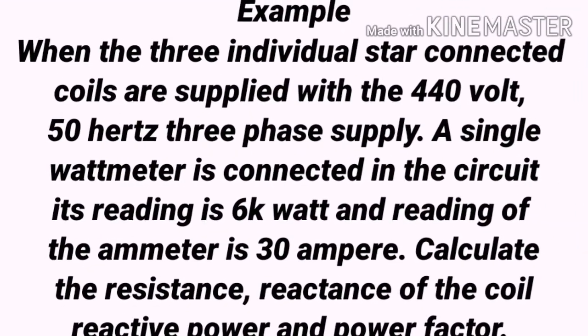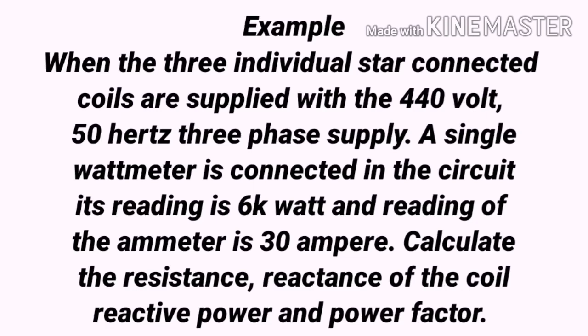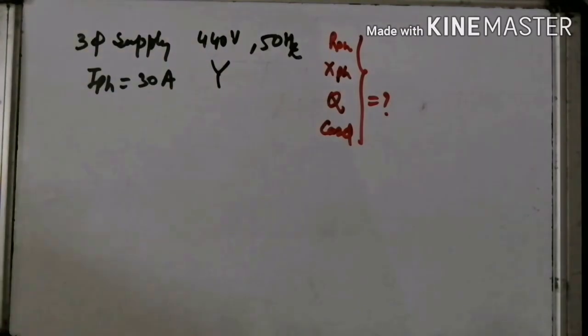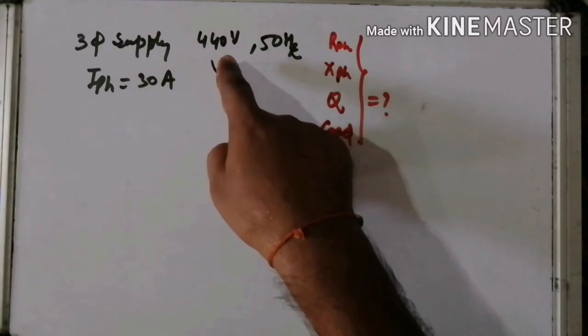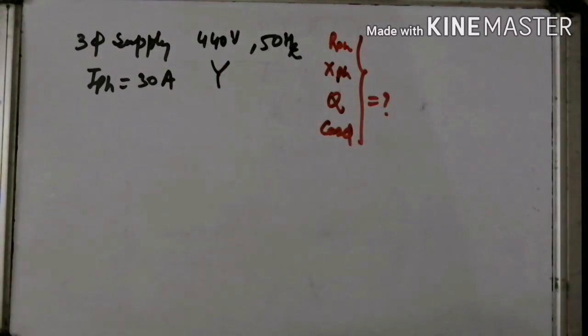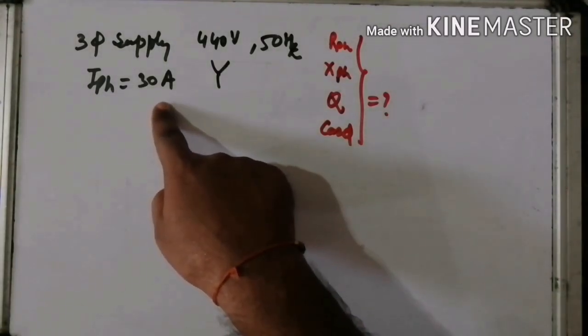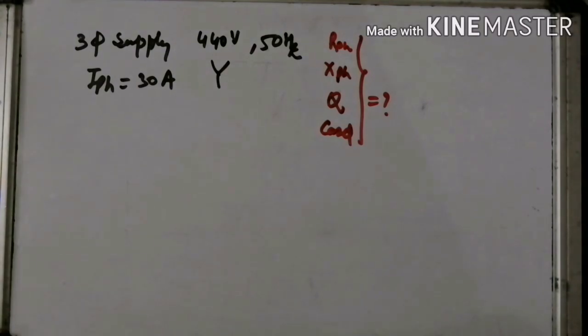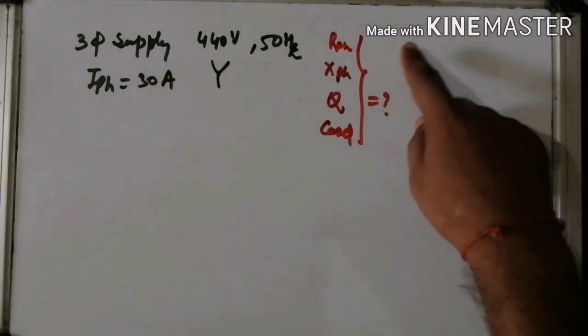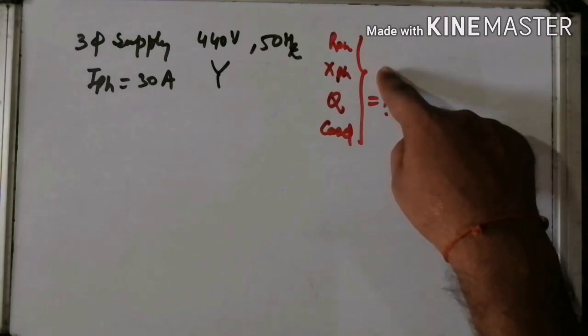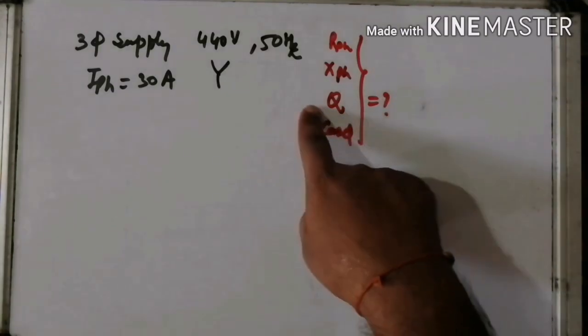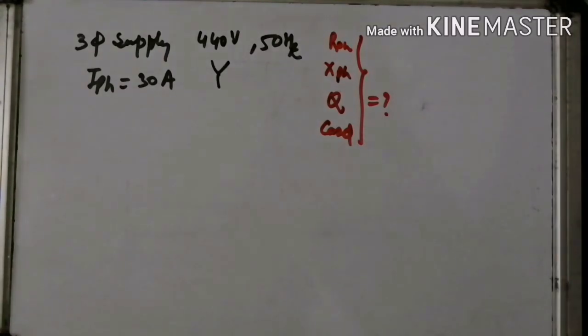Now see the next. According to the question, data for the three-phase supply is 440 volt and 50 hertz. The current which is drawn by the source per phase is 30 ampere, and it is a star connected load. Now calculate resistance, reactance per phase, reactive power and power factor.